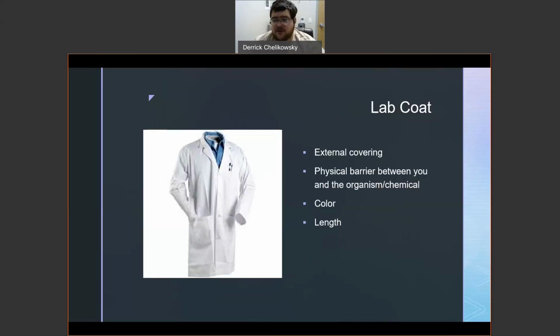The length of the lab coat is also important. You want it to at least go down to your thighs, if not down further past your knees. The longer it is, the more protective it is. So the goal of a lab coat, as I said, is to protect you. So the longer it is, the more protective it is.